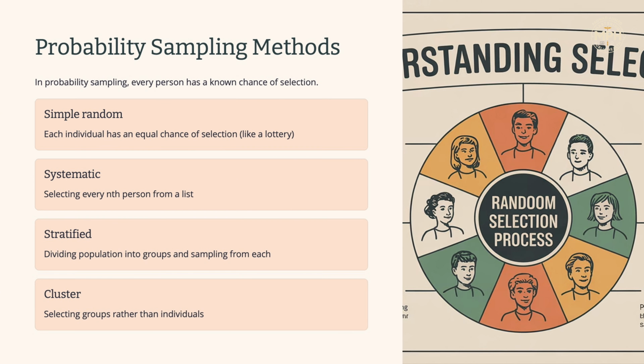There are two major categories of sampling. Probability sampling, every member has a known non-zero chance of selection. Examples: simple random sampling, like drawing names from a hat. Systematic sampling, every nth person on a list. Stratified sampling, dividing into groups, then sampling each group. Cluster sampling, randomly selecting whole groups.